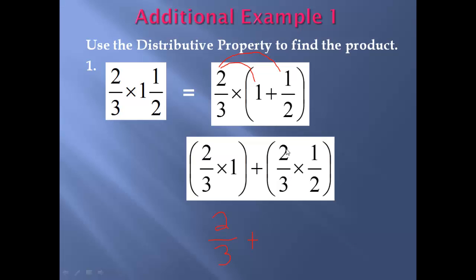2/3 times 1/2. I can divide 2 and 2 both by 2. And 2 divided by 2 is 1, so both those 2's are going to become 1's. Now I have 1 times 1 for the numerator, which is 1, and 3 times 1 for the denominator, which is 3. And 2/3 plus 1/3 would equal 3/3. And we can also say 3/3 would be equal to 1 whole. So my answer would be 1.